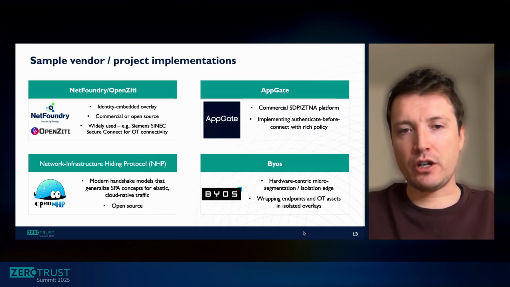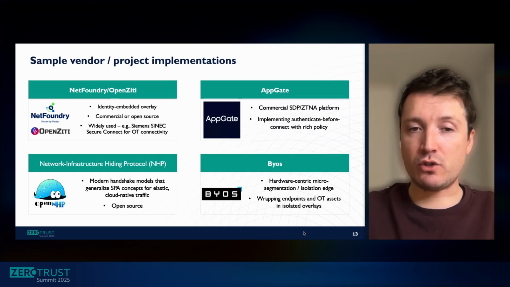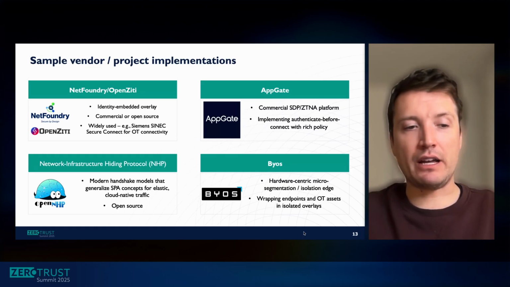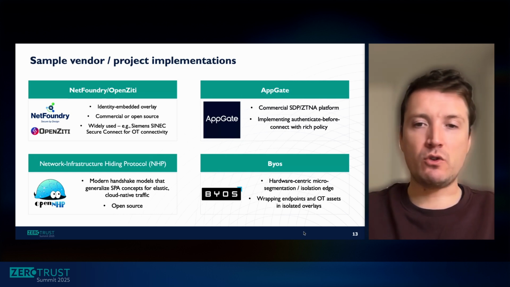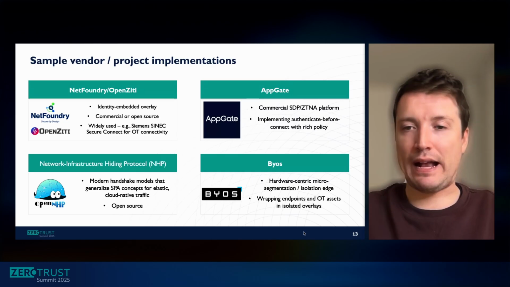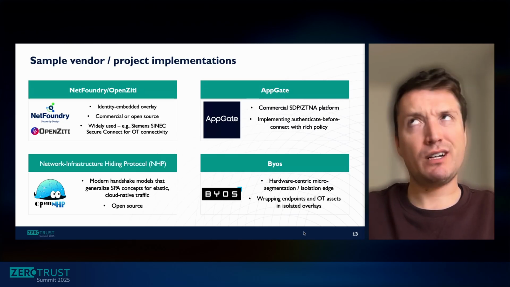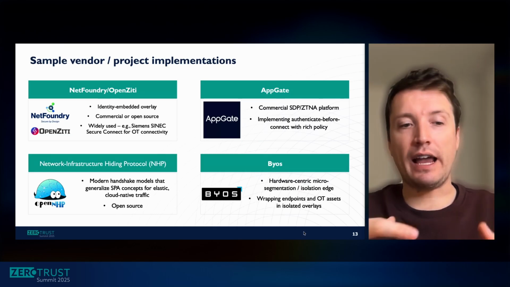That's a commercial solution. Then we have things like network infrastructure hiding protocol. That's a much newer solution. That also has an open source core. There's actually a paper from the CSA coming out soon on that. And then we have solutions like BIOS, which come from a hardware perspective, as to how you can take a piece of hardware and effectively wrap a software defined perimeter around assets. Or hardware defined perimeter. But the point is the principles align into how we're doing this.